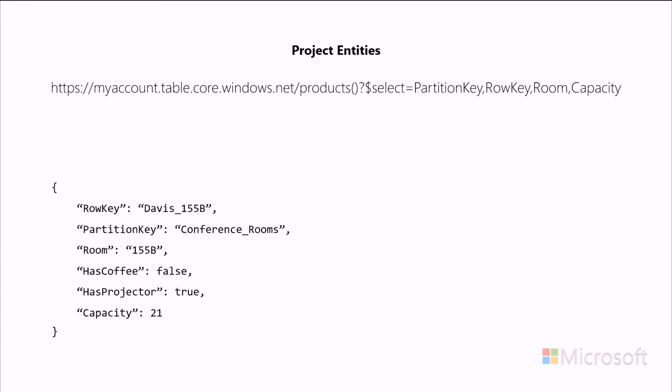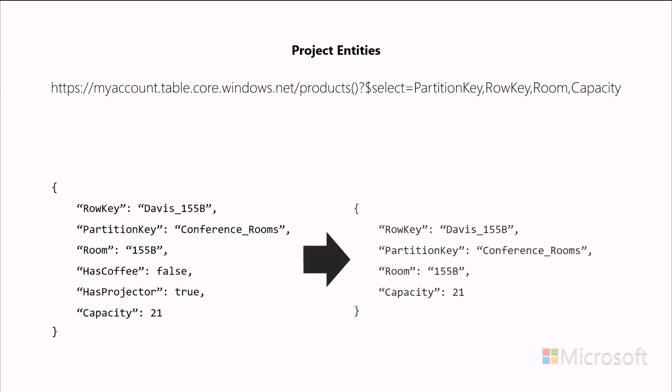One more filter I do want to show you is the projection. So again, I mentioned this before, but sometimes you want to get entities back, but you don't want everything. So in this example, and it's a simple example admittedly, we have our entity that has row key, partition key, room, hash coffee, hash projector, and capacity. All is keys within key value pairs that all have their own values. Now, if we want to return these entities, maybe we want to project and simplify this. The only thing we need on this web page is just the room and the capacity. We don't need to know whether it has coffee or whether it has projector. We don't need that information.